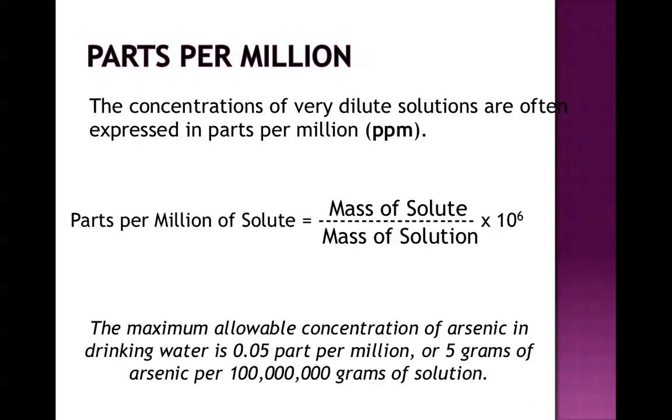Parts per million: the concentrations of very dilute solutions are often expressed in parts per million. So for example, when they talk about the amount of different compounds, chemicals in water, such as arsenic, they usually express it in parts per million. So the maximum allowable concentration of arsenic in drinking water is 0.05 parts per million, or 5 grams of arsenic per every 100 million grams of solution.